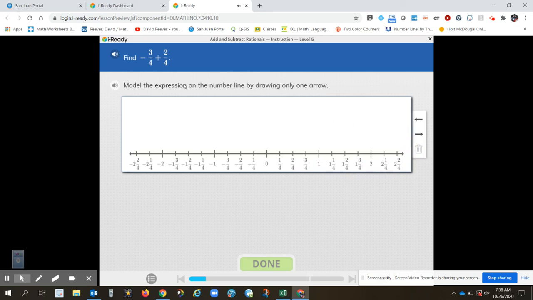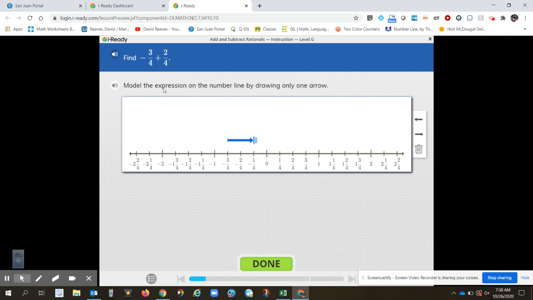I want to go to the right because I'm adding a positive number, right? So -3/4 plus a positive 2/4. That's going to get me at negative 1/4. Do you see that right there? All right. So negative 1/4.